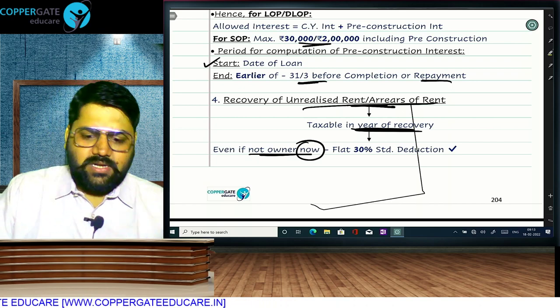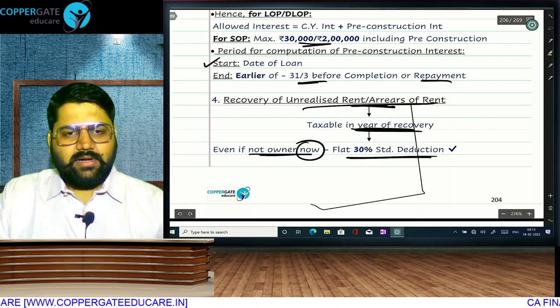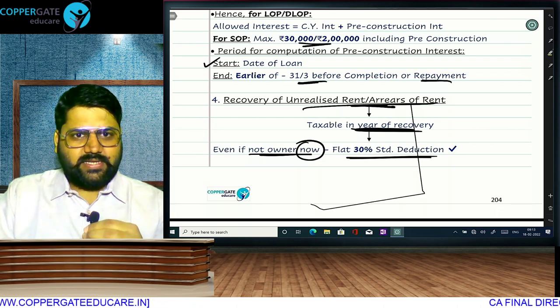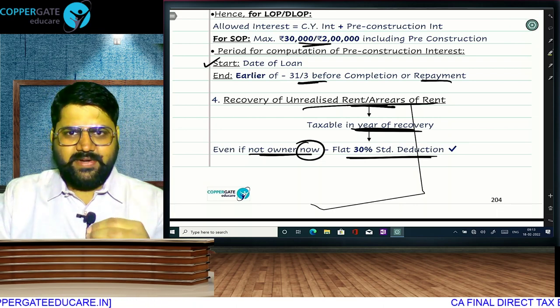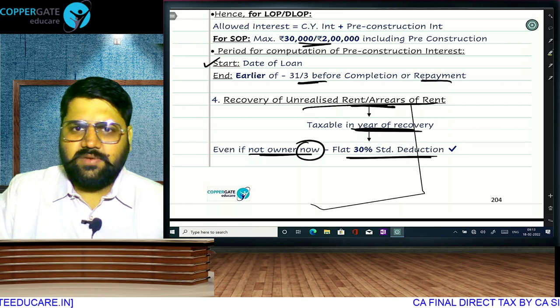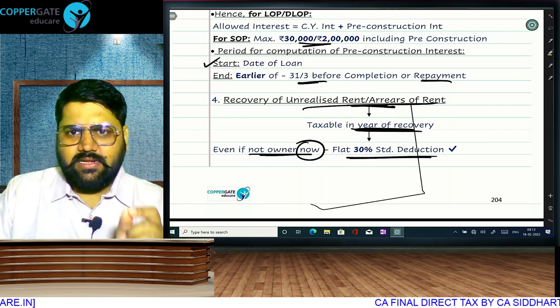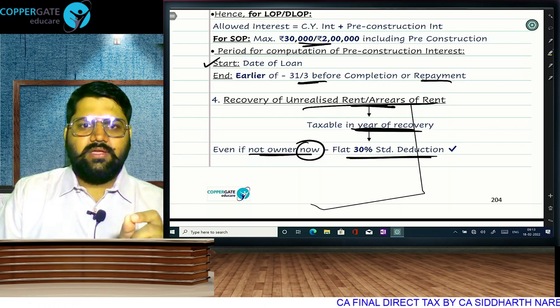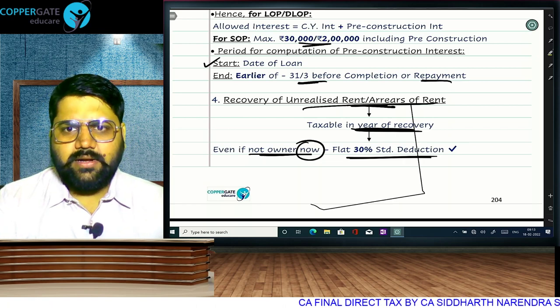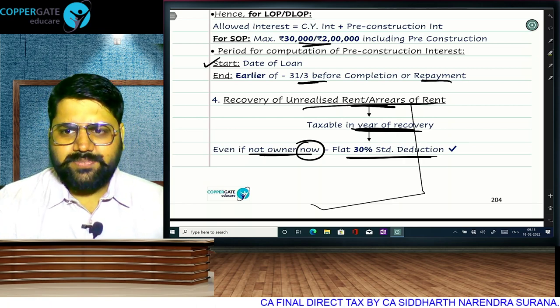So it will be taxable, and we will give you a 30% standard deduction. So if you get 1 lakh, 70 will be taxable. If you get 2 lakh, 140 will be taxable. 30% standard deduction will be given. So recovery of unrealized rent and arrears of rent will be taxable in the year of recovery, but we will grant you a standard deduction of 30%. That's our chapter, income from house property.